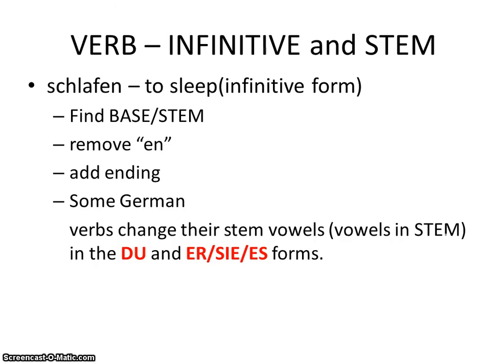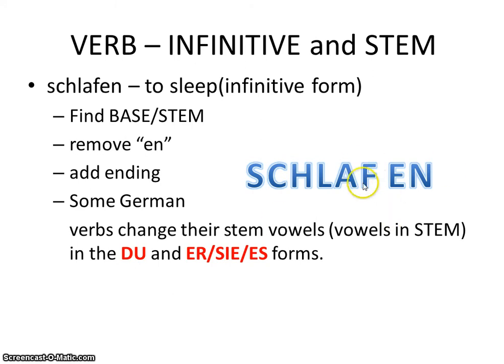The first thing we need to remember about verbs is that all verbs, when we learn them, come in an infinitive form. Our job is to find the stem of that infinitive. So in the verb schlafen, which is the infinitive form, to sleep, the stem is schlaf. Now that we have the stem, which was originally schlafen, we're going to take away the en, so goodbye en. And now we need to add an ending.